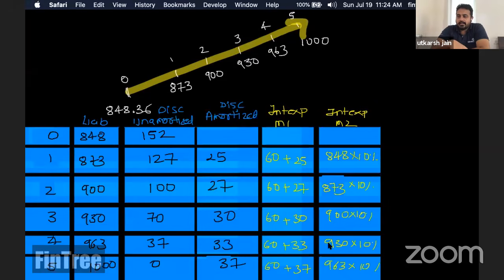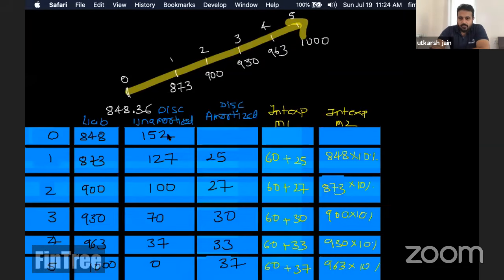Why is it called unamortized? That's because we are going to amortize it slowly. So if you take the total of these 5 amortized discounts, 25 plus 27 plus 30 plus 33 plus 37, tell me how much is that. How much is that? 152.